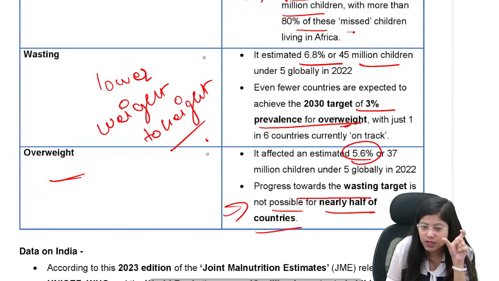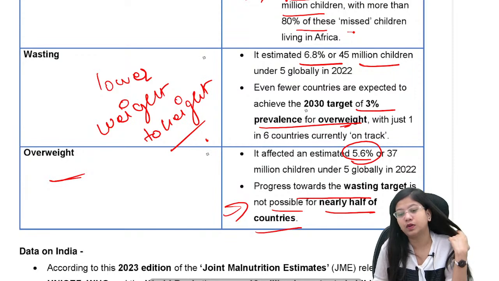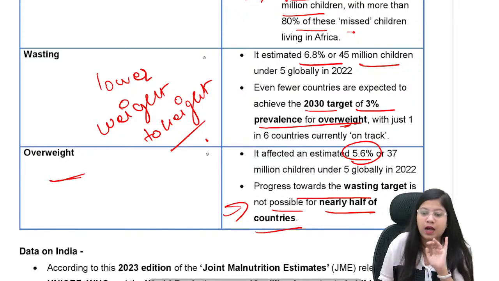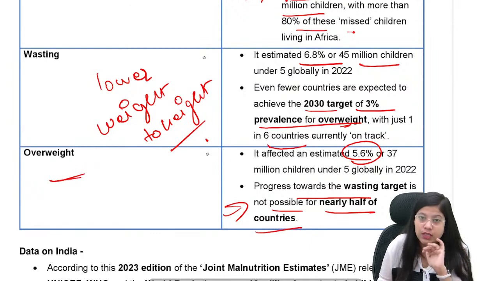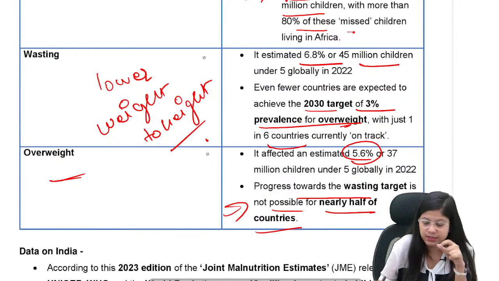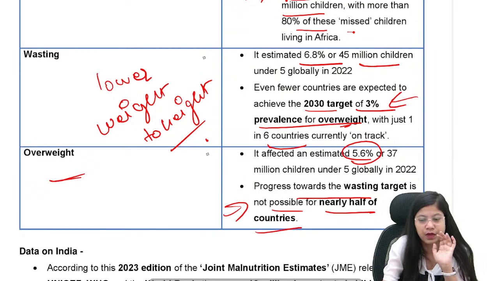As far as the target forecast is concerned, 3% prevalence for overweight by 2030 was targeted, and only one country out of the total 6 countries is on track to achieve the target of overweight. Okay, that is to reduce it to 3%. That means 3% prevalence of overweight.